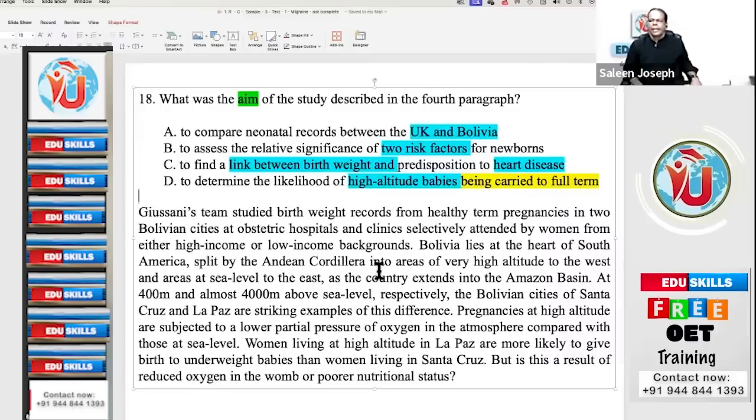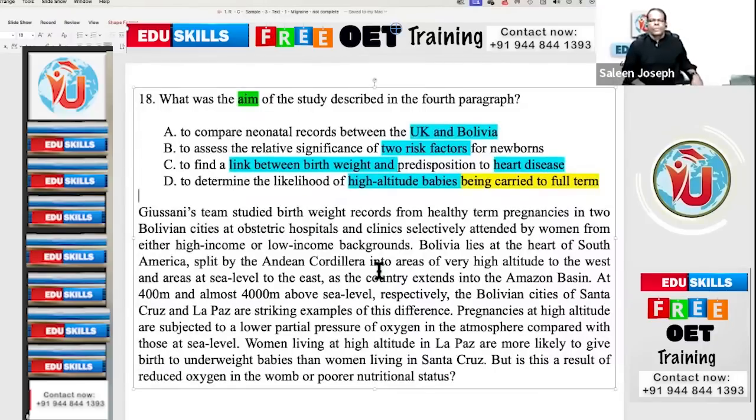So, any idea? It is only two Bolivian cities. They are not comparing UK and Bolivia, so we can eliminate. Yeah, it's two Bolivian cities, so nothing about UK is mentioned here. Maybe OET aspirants are interested in the UK. That's why they wanted to confuse you. Okay? Okay, cool. So this is eliminated.